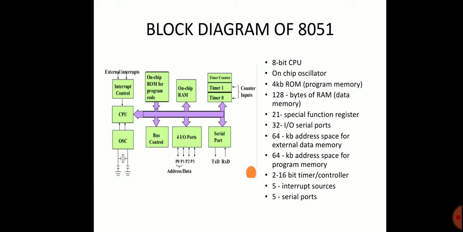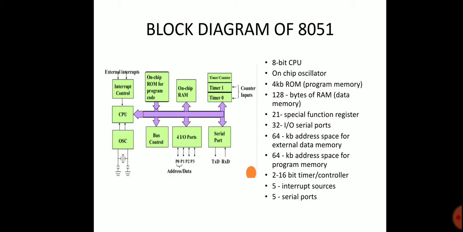Now the special features of the 8051: an 8-bit CPU, an on-chip oscillator, 4 KB of ROM, that is, read-only program memory, and 128 bytes of RAM, that is, data memory. There are 21 special function registers, 32 input and output lines, 64 kilobytes of address space for external data memory and 64 kilobytes of space for external program memory, two 16-bit timers and counters, and five interrupt sources and a serial port.